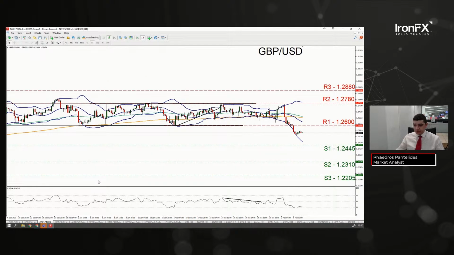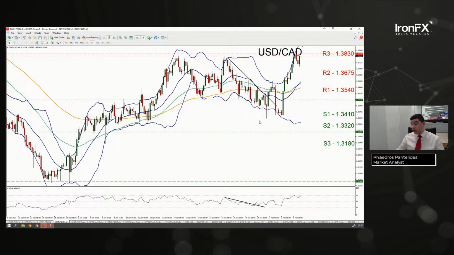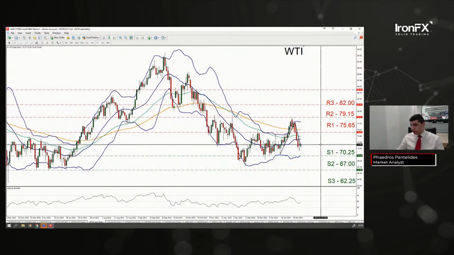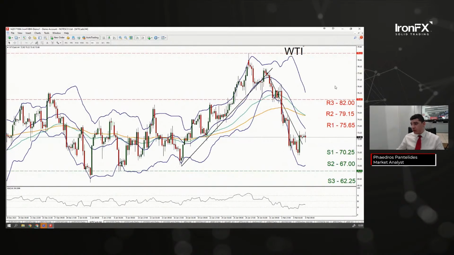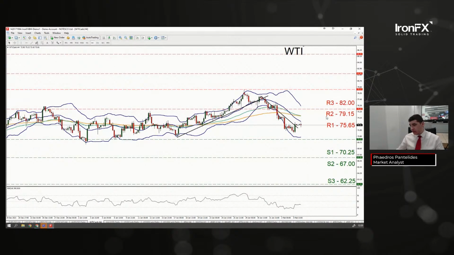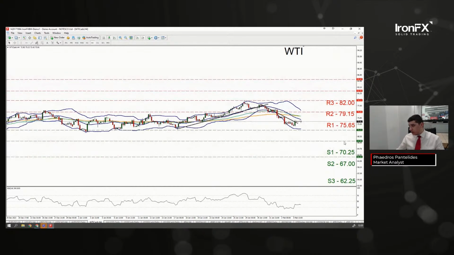below S1. In terms of the dollar against the Canadian dollar, we're actually going to be looking at oil first before we look at the dollar against the CAD. So we move on to the 4-hour time frame for oil. The downwards moving trend line has been violated and price is staying in between S1 and R1. So you've got 70.25, you've got S2 at 67, S3 at 62.25.